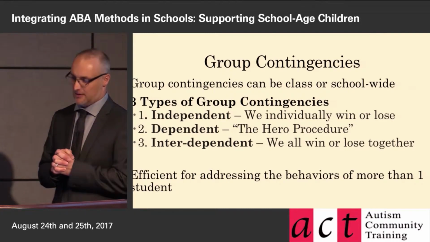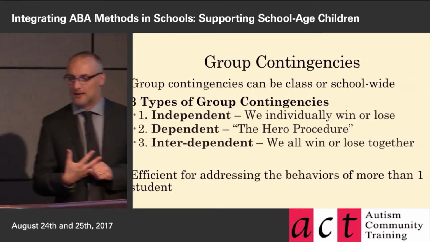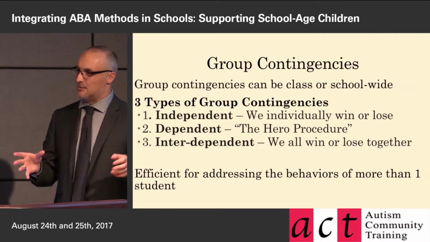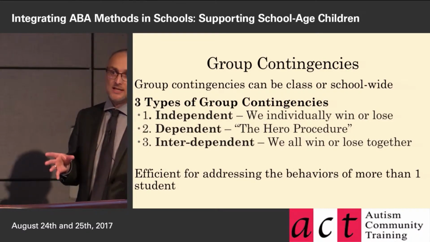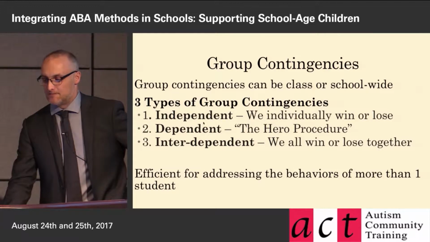Group contingencies. I'm going to go through these pretty quickly. There are sources where you can read more about them if you're interested. These are contingencies for the entire class. So a token system is for one student. A group contingency is for everybody in the class, maybe in the school. And there are three types of these.